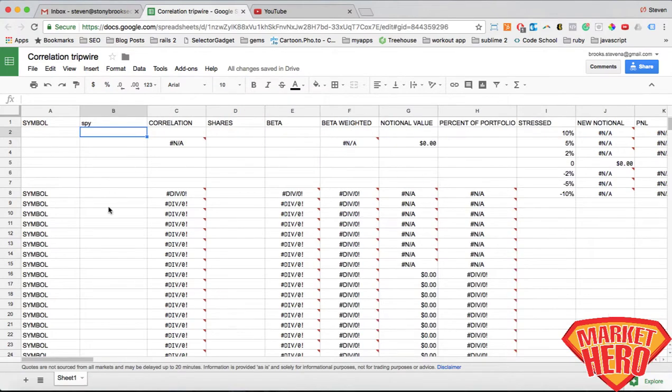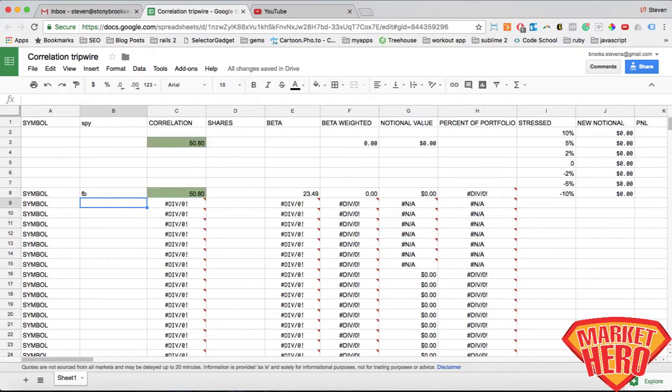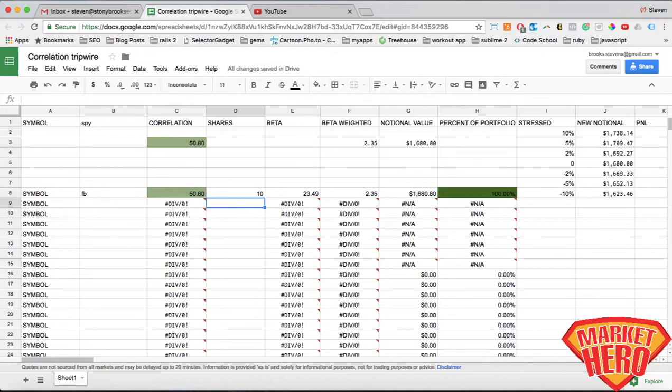So let's do some, shall we? Let's say we own Facebook, right? And see, it's populating. So Facebook has about a 50% correlation to SPY. That's not bad. That's actually something we can move forward with. And let's say we own 10 shares of Facebook. Right now, that's going to cost you about $1,600.